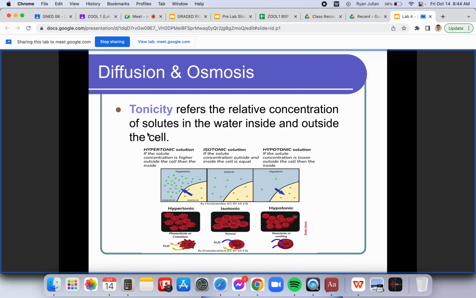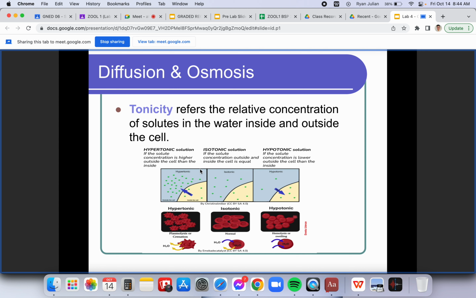By which, tonicity is related to that. It refers to the relative concentration of solutes in the water inside and outside of the cell. When we say hypertonic solution, take a look at this image or illustration that you have here. This is where the solute concentration is higher outside the cell than the inside. And as you can see here, the molecules are much more numerous on the outside as compared to the inside, making it hypertonic.